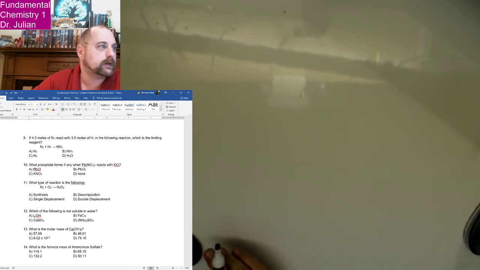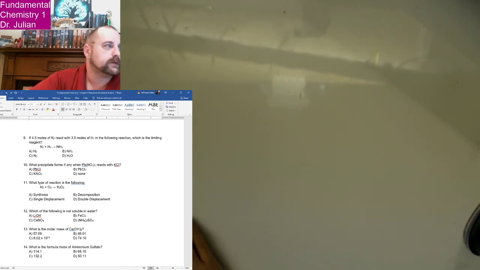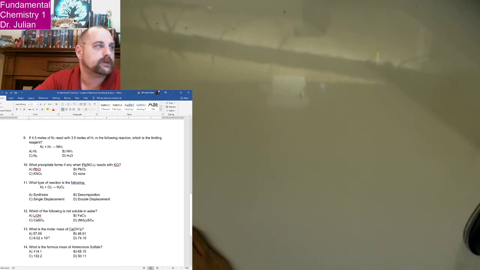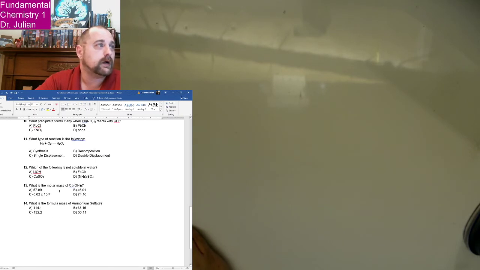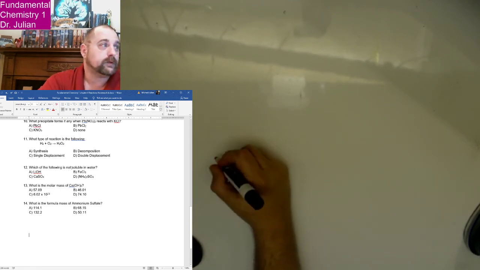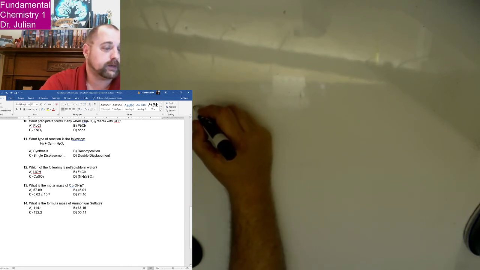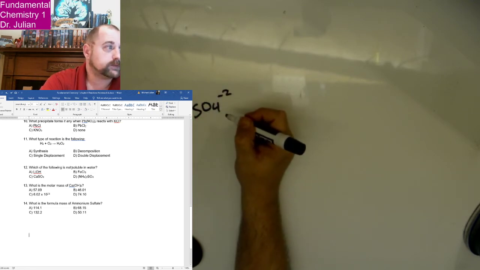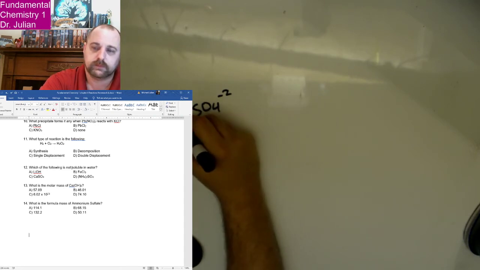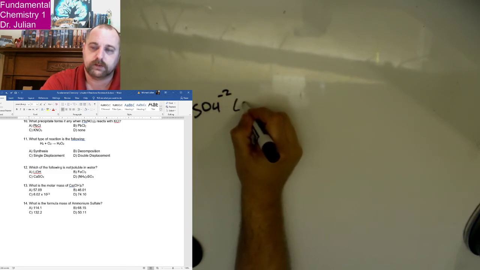So then we've got, what type of reaction is the following? And so I've got an A plus a B goes to an AB. That's a synthesis or a combination reaction, same thing. All right. Which of the following is not soluble in water? So I'm going to double check my list here. So lithium hydroxide, calcium sulfate. So let's see. Sulfates are soluble unless it's with calcium. That's an exception. So that is a solid.